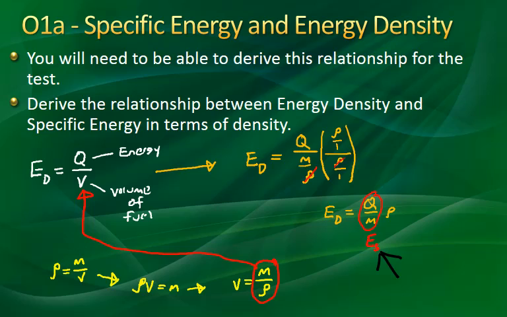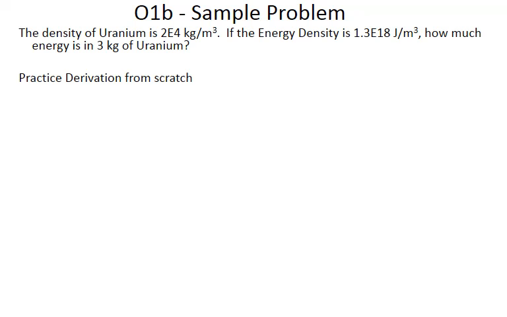Now, amount of energy per mass is specific energy, and so this is how we go back and forth. If we want specific energy, we just need density, and then we can get it. And so this is the final relationship: energy density is equal to the specific energy times the density of the substance. So let's apply this here.